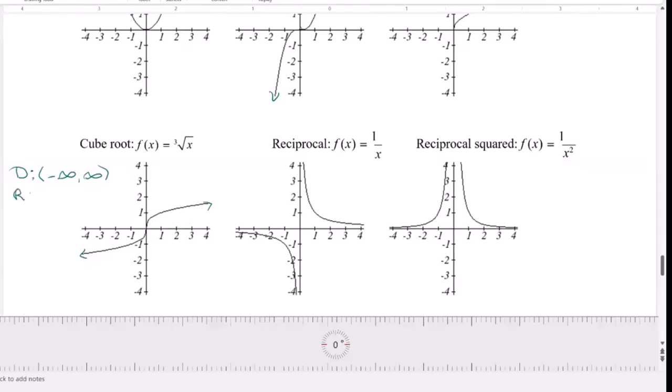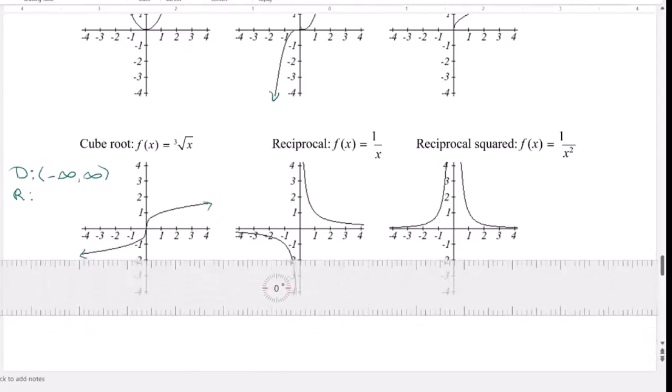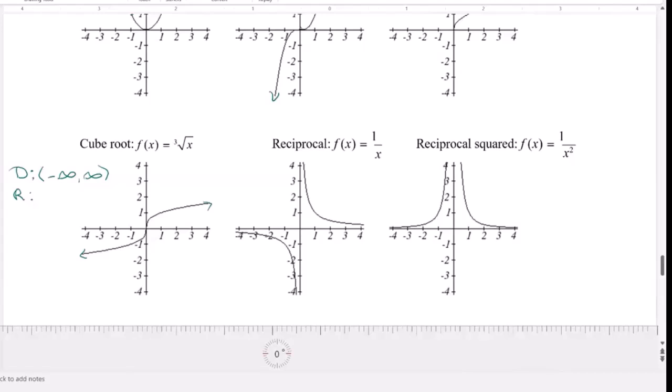And our range is the same. This is going to continue down. We just don't see it because it's going down at a slow pace, but it can go from negative infinity all the way to positive infinity.